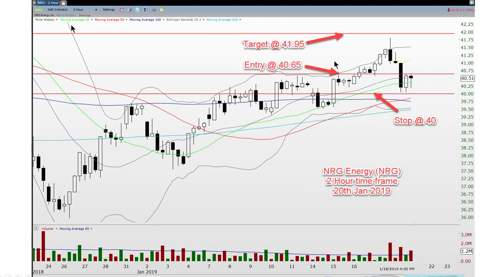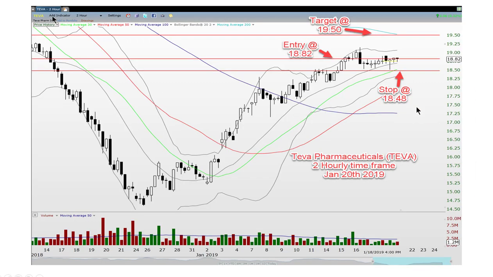This is NRG Energy Incorporated. It's a 2-hour time frame, relatively a shorter trade compared to the other two. Entry could be made at 40.65. Stop should be set up at $40, and target should be set up at 41.95. And the last chart for today is Teva Pharmaceuticals. Again, 2-hourly time frame. Entry could be made at 18.82. Stop could be set at 18.48, and the target we are aiming for is 19.50.